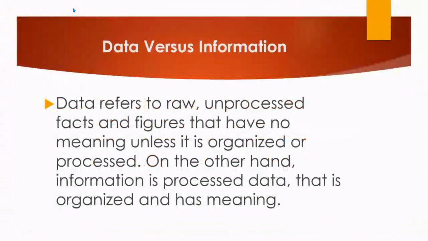Here we have a definition for data and information. So here we're basically comparing data versus information. Data refers to raw and unprocessed facts and figures that have no meaning unless it is organized or processed. On the other hand, information is processed data that is organized and has meaning. So, in order for data to become information, it has to be processed.